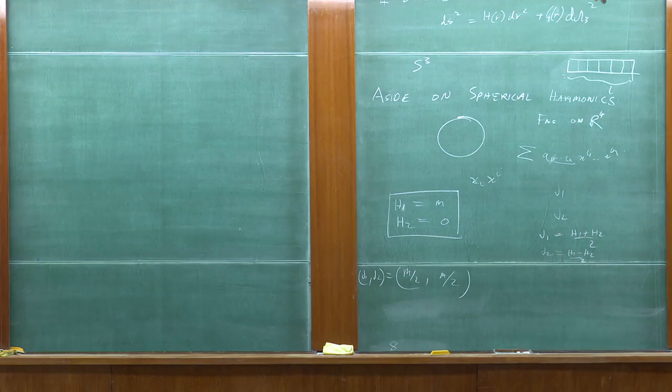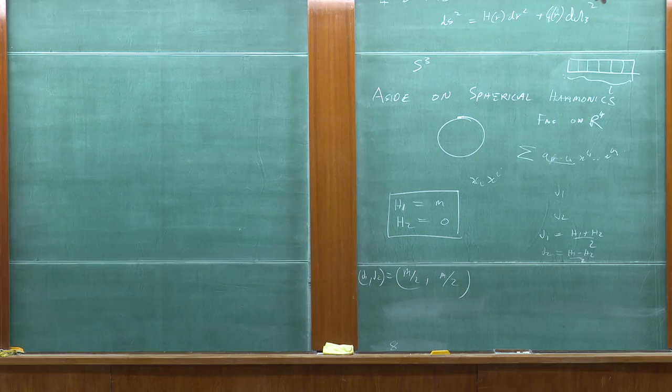So del squared of this is 0. But now we can work it out in spherical polar coordinates. This thing is r to the n times some function of angles. And then we can write del squared in spherical polar coordinates. So it's d2 by dr squared plus 1 by r squared, d by dr, r squared, d by dr.